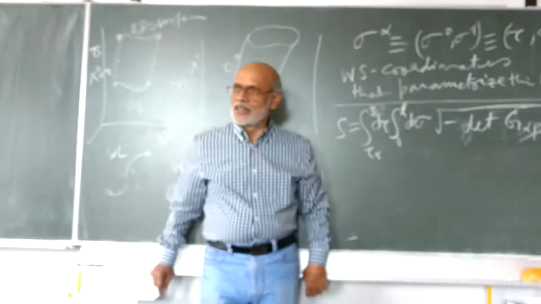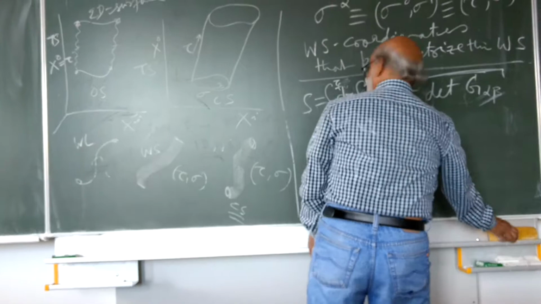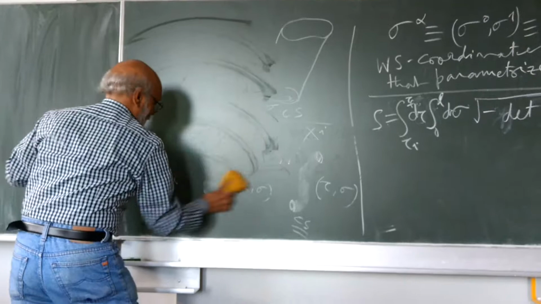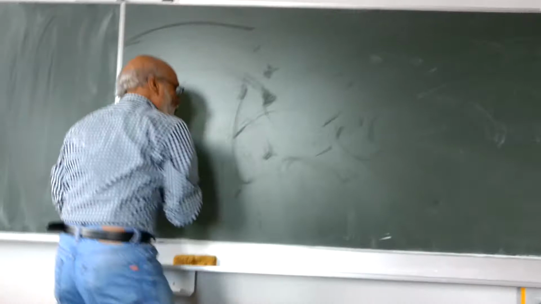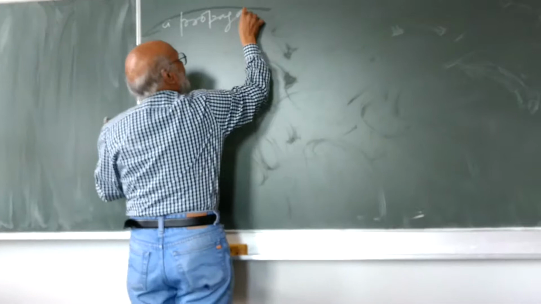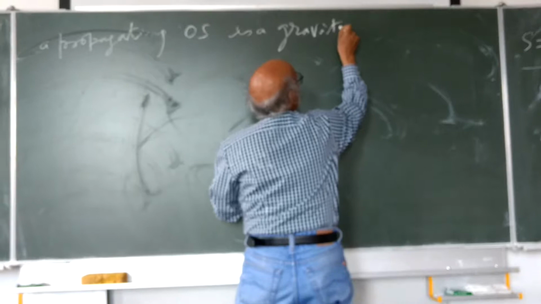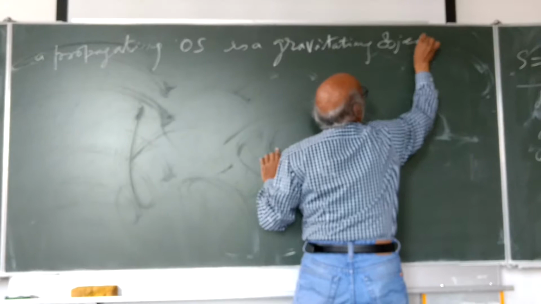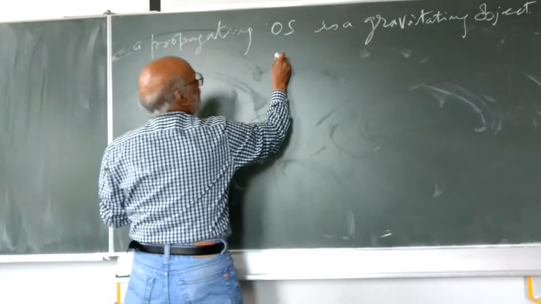Yeah. Okay. And can an open string also become closed during propagation? The very good question. Actually, what happens? The propagation of an open string is always associated with a closed string. You see, a propagating open string is a gravitating object. And a closed string is, of course, also always a gravitating object.